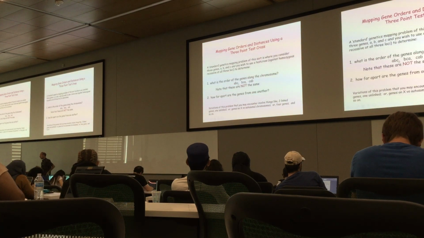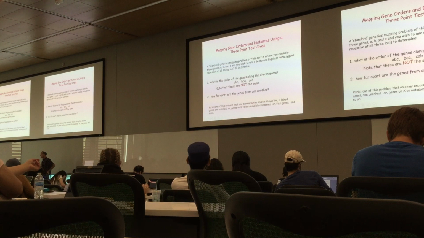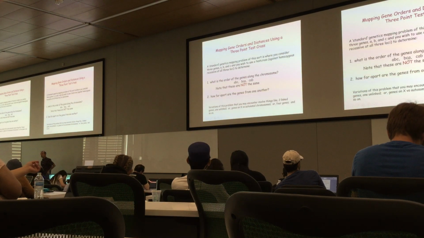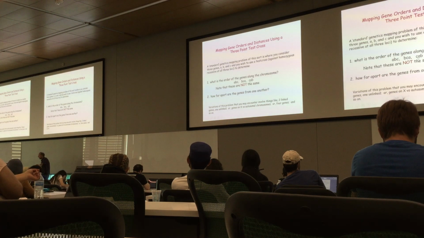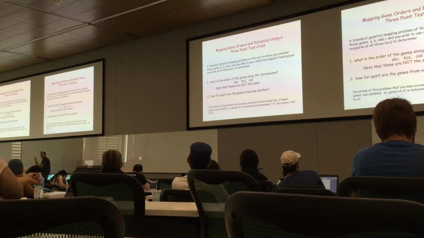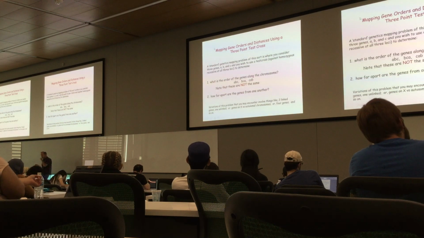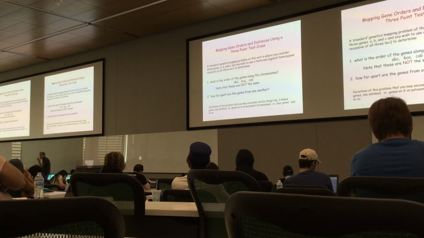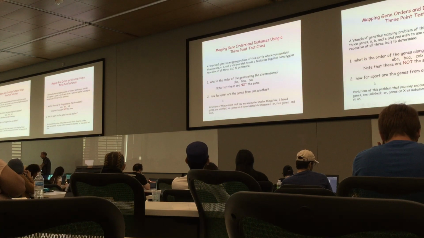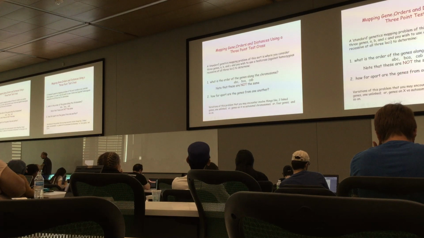So ABC equals CBA, BCA equals ACB, CAB equals BAC. So don't worry about the inversion or rotation of them, but do worry about the relative position of the genes compared to the other ones. Okay, second question is, how far apart are the genes from one another? That's something else we want to evaluate in a standard 3-point test cross problem.